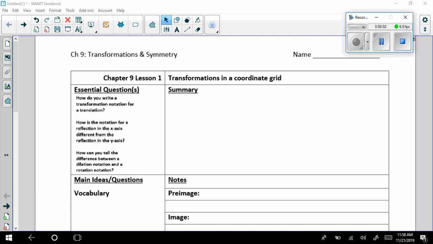Hey everyone, so we are going into chapter 9, which is our unit 8 in Schoology, but it's a super quick unit over transformations in a coordinate grid and symmetry. Literally 2 days, so we'll be testing on Tuesday next week before you go to Thanksgiving, so just be aware of that. Make sure you ask lots of questions as we go through.